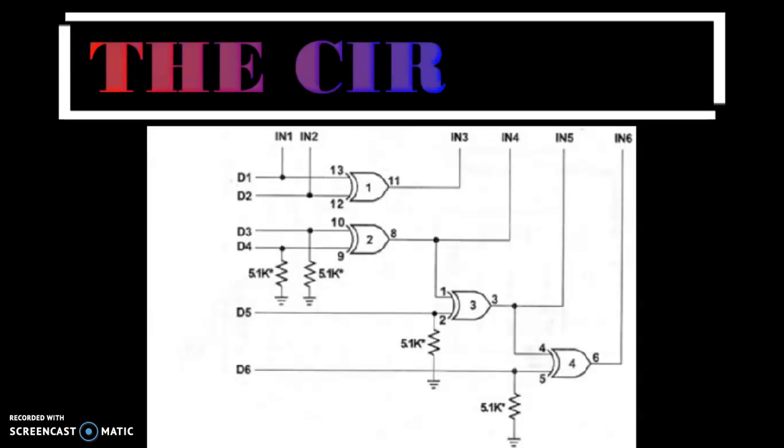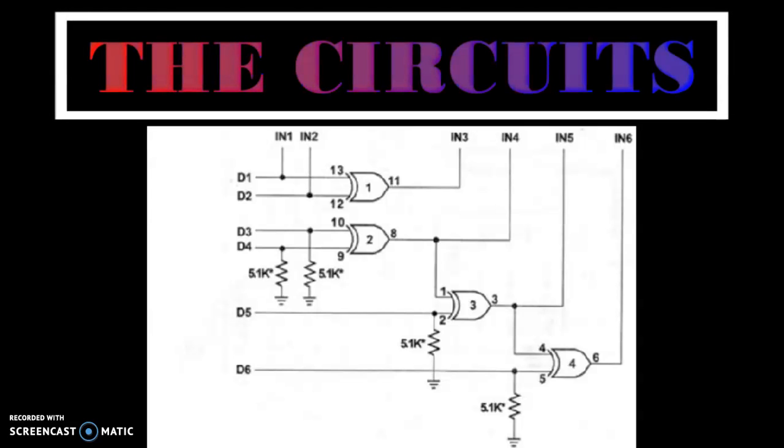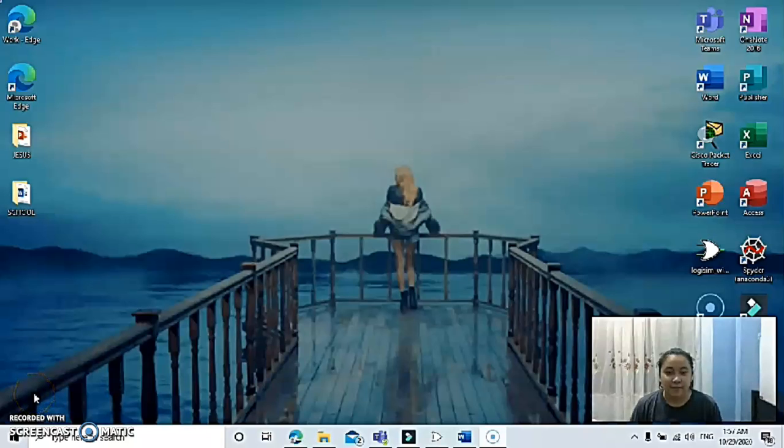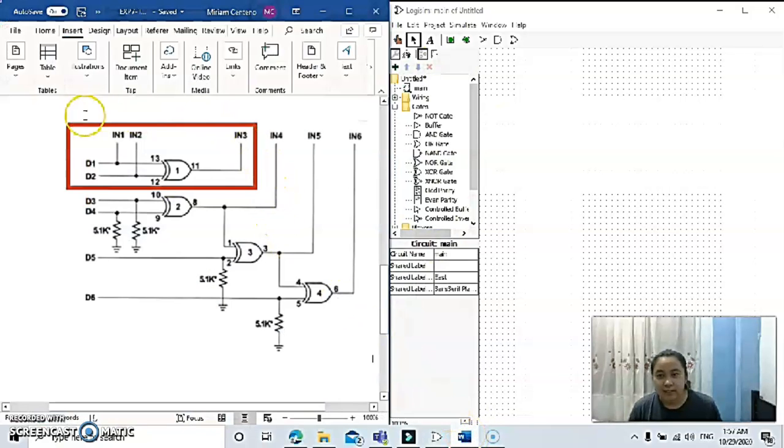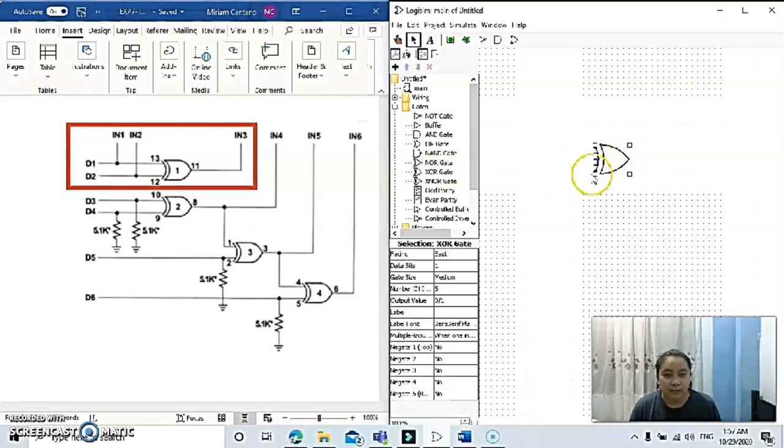As you can see in the title of this video, we'll be doing an experiment, which is the exclusive OR gate, also known as XOR gate, using the simulation application, Logisim. So first things first, we have to know all the components we are going to use for this experiment. As you can see on this side of the application, the components are not that hard to locate. And for this circuit and for this experiment, we will be using the XOR gate.